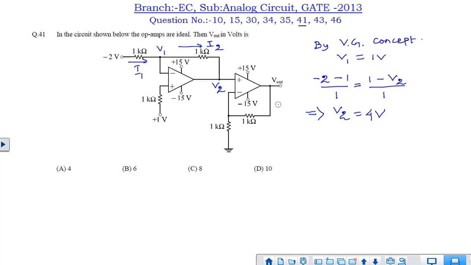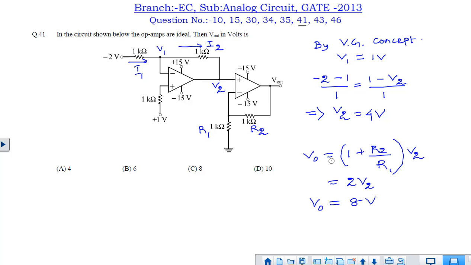Now if we see, this circuit is nothing but a non-inverting amplifier. If we name this resistor as R2 and this as R1, then we can find out what is the output voltage. That is, output voltage is equal to (1 + R2/R1) times V2. V2 is 4 volt, R2 and R1 values are given, so the output voltage we can easily get as 8 volt. Hence, among the options, option C is the correct answer. Thank you.